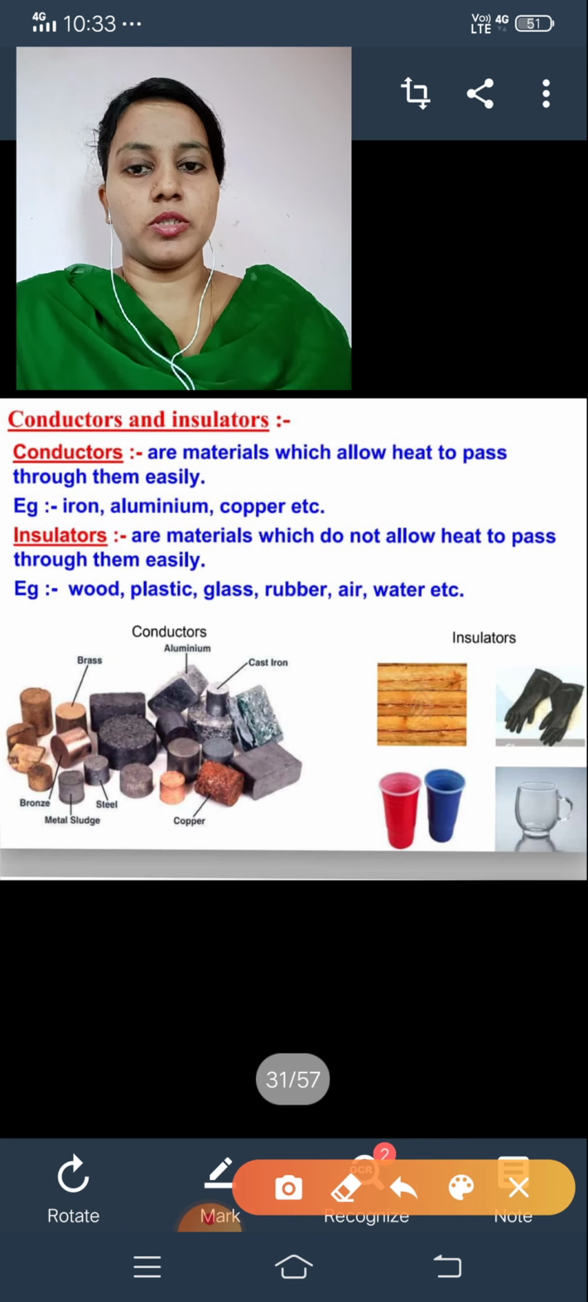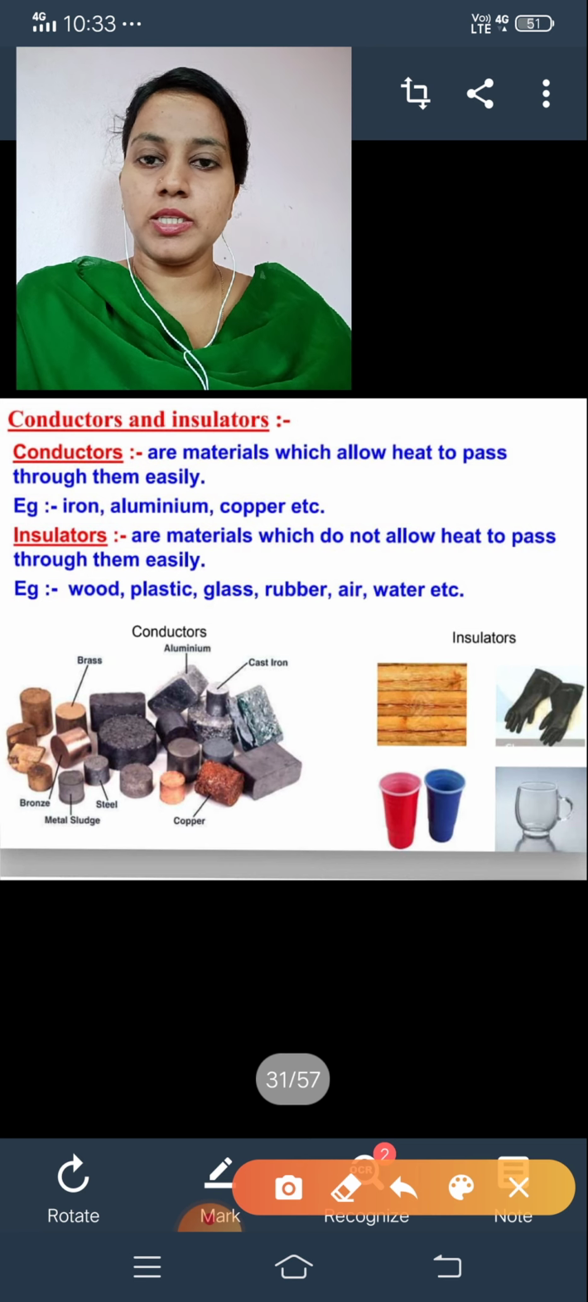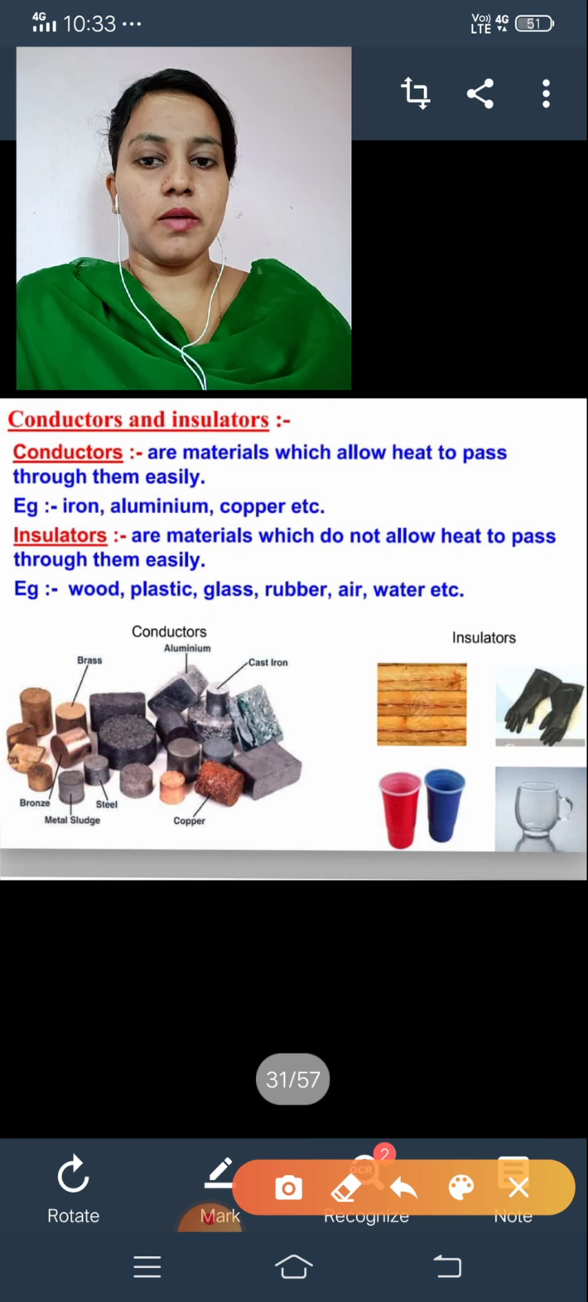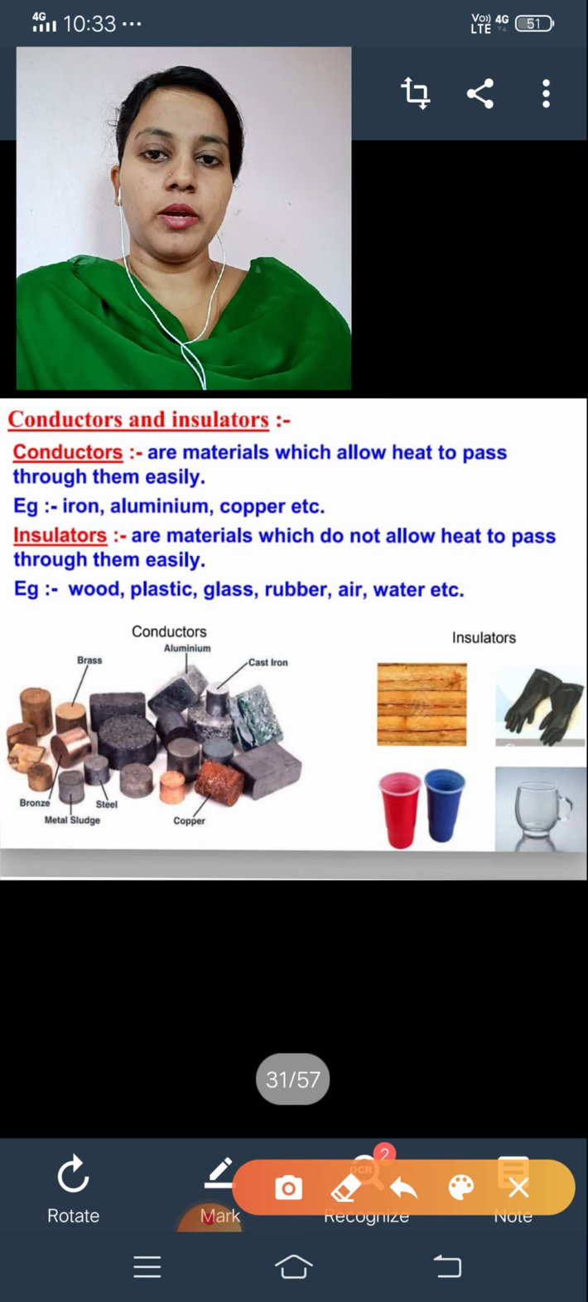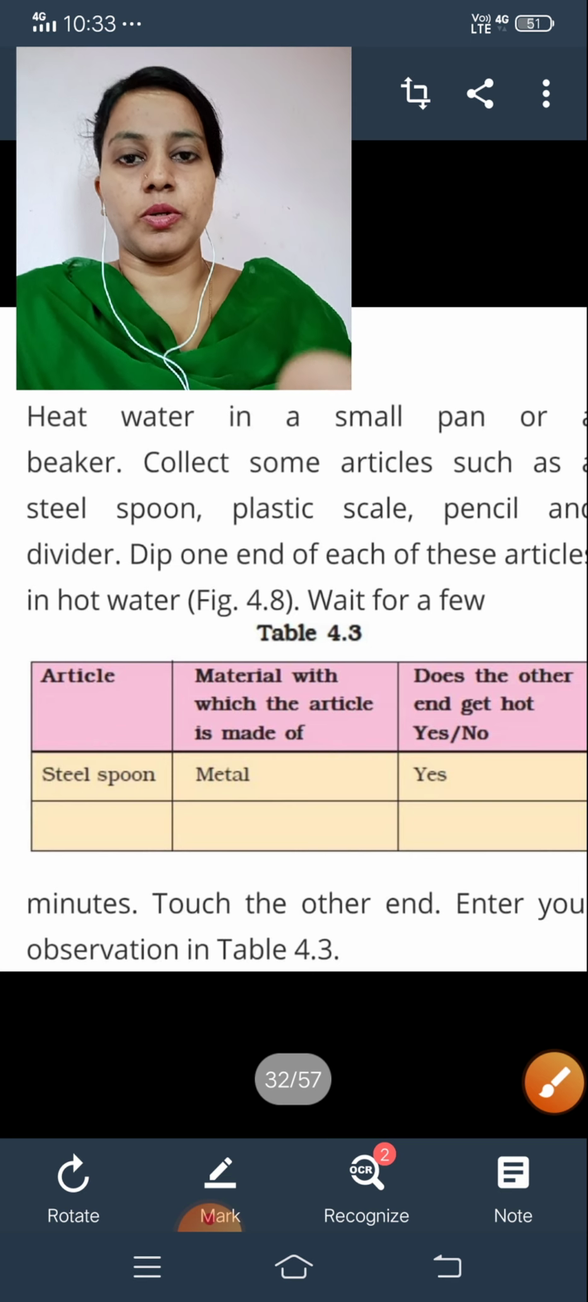One more question: what is the difference between conductors and insulators? Conductors mean heat can pass, insulators mean heat cannot pass. Examples of conductors are iron, copper and aluminium. Insulators we can write as rubber, eraser, plastic scale, wood. Is it clear? Okay, next one.